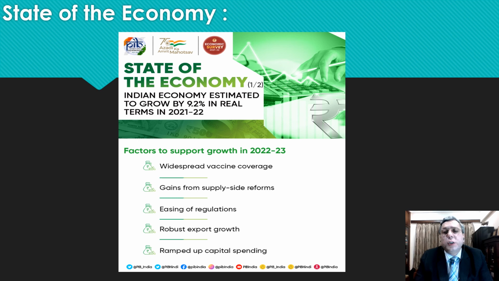Easing of regulations. We are a startup nation. We are the third largest startup economy in the world now, with huge numbers of startups coming in on a monthly basis. Robust export growth. We have seen 20% plus growth in exports, both goods as well as services. That is helping us a lot. Again, the targets are very huge. The potential is very huge. The China plus one strategy, the PLI schemes, the manufacturing stimulus, all these will work towards creating a more robust growth environment.